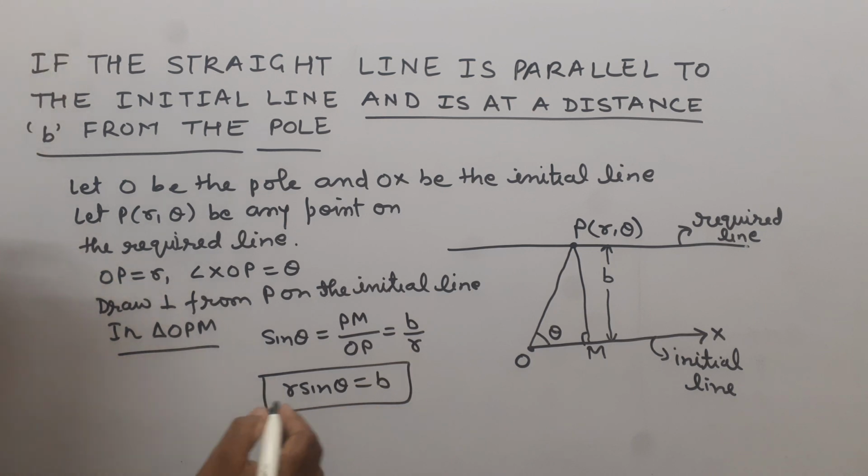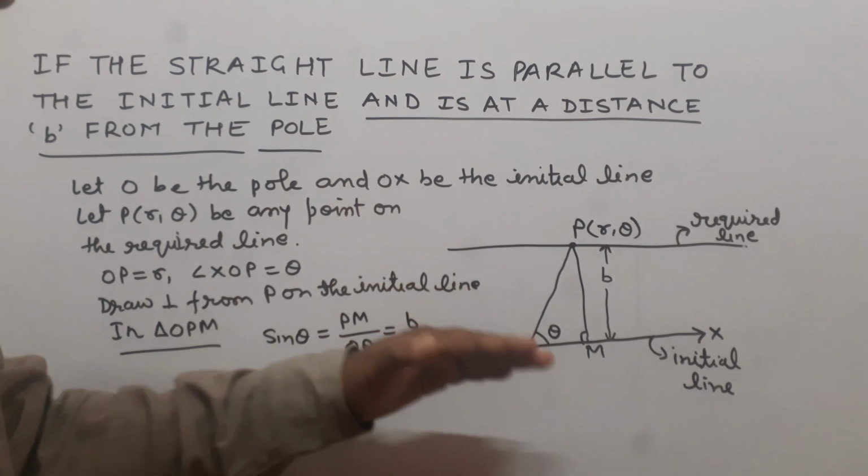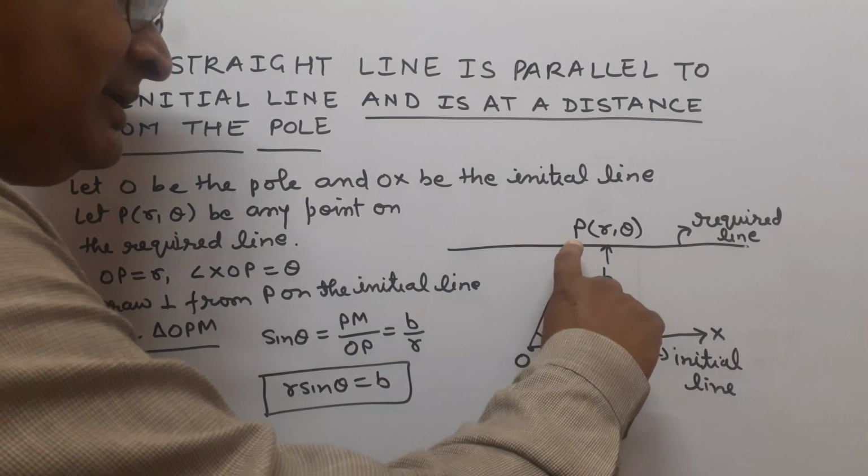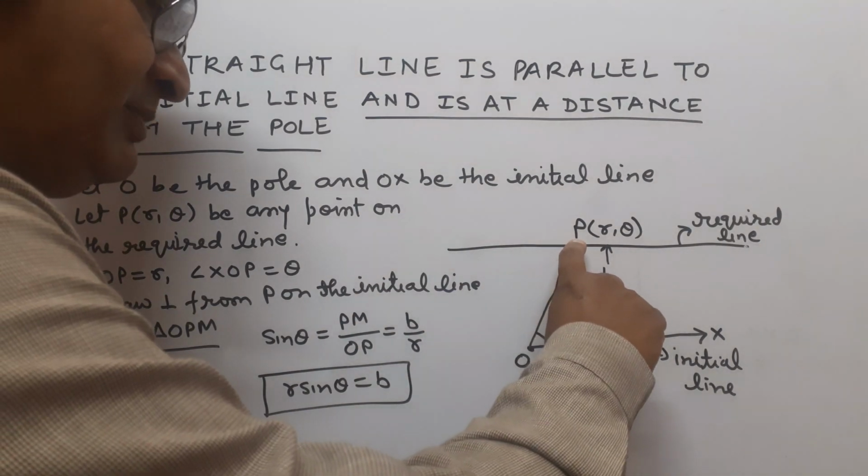This is the equation of straight line which is parallel to the initial line and is at small b distance from the initial line.